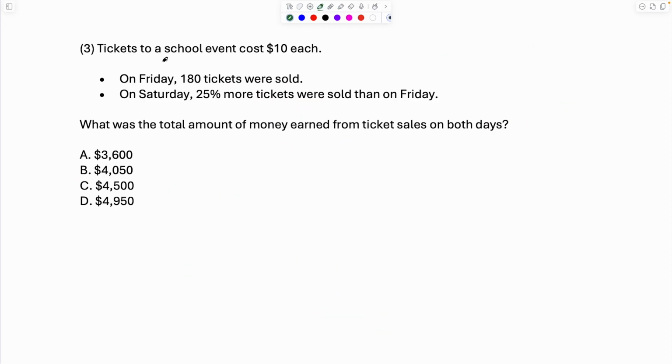Question 3, tickets to a school event cost $10 each. On Friday, 100 tickets were sold. On Saturday, 25% more tickets were sold than on Friday.